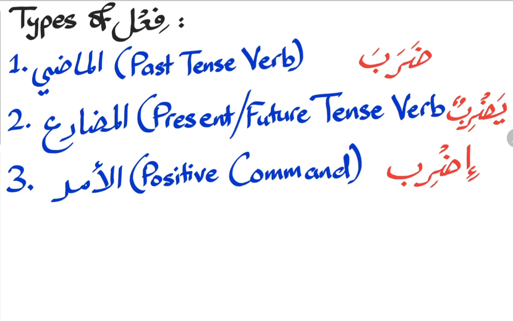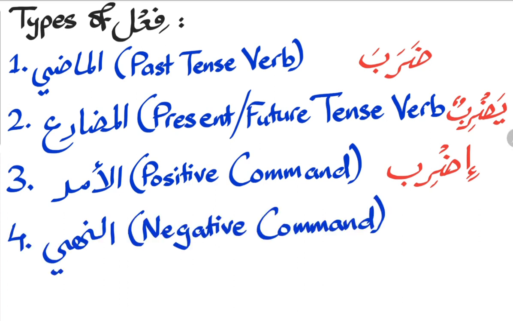And likewise, the fourth type of fi'l is the opposite of the third one, which is an-nahi, negative command. You could also call it a prohibitive command. An example of an-nahi would be the exact opposite of idrib, which is la tadrib. La tadrib, which means don't hit, do not hit. So these are the four types of fi'l. Al-madi, past tense verb. Al-mudari', present / future tense verb. Al-amr, positive command. And an-nahi, negative command.